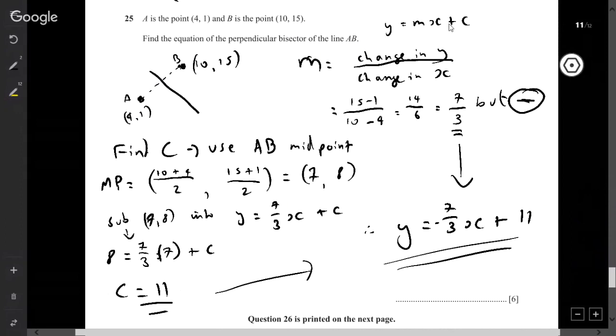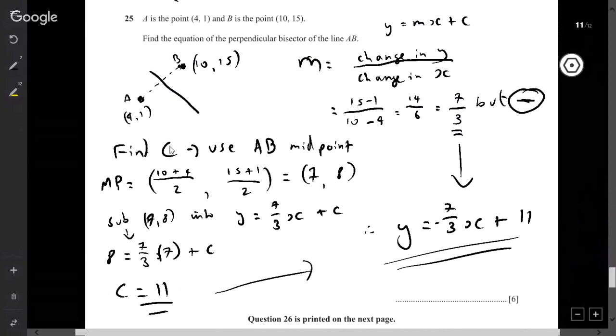First of all, here's the equation for lines. We need to find the gradient m. Gradient is the change in y over change in x. So 5 minus 1 is the change in y, and the change in x is 10 minus 4, 4 over 6, which becomes 2 over 3. However, we know that this is going the opposite direction. It's going negatively, so this is going to turn into negative 3 over 2, and that is our gradient.